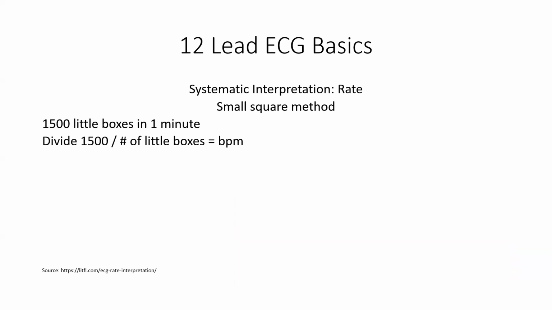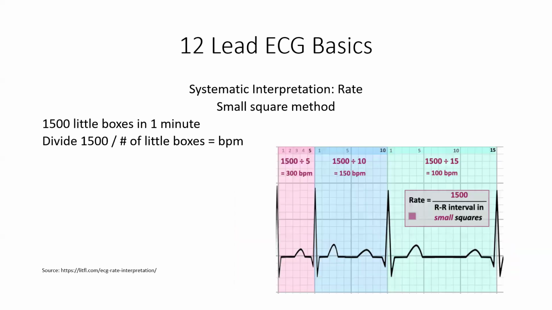So when you're looking at the little boxes, there's 1,500 small boxes in 1 minute. And when you count the number of little boxes between the R to R interval, you divide that into 1,500, and that gives you the beats per minute.